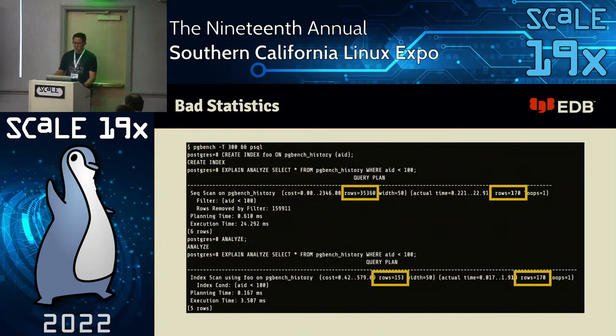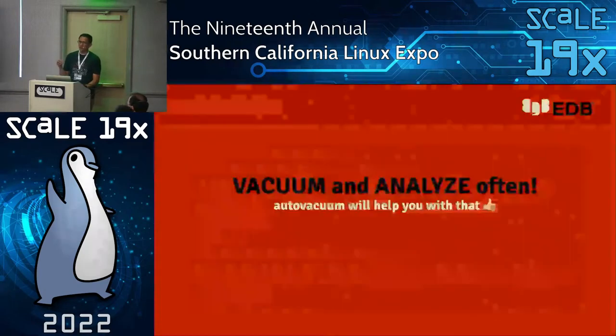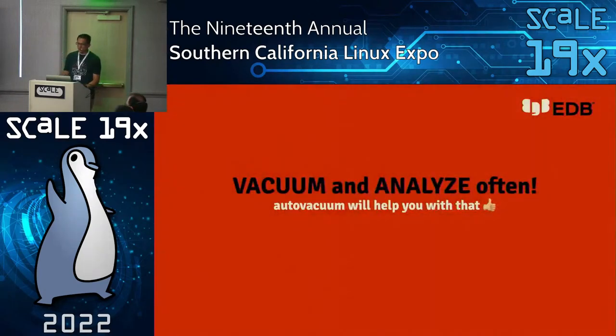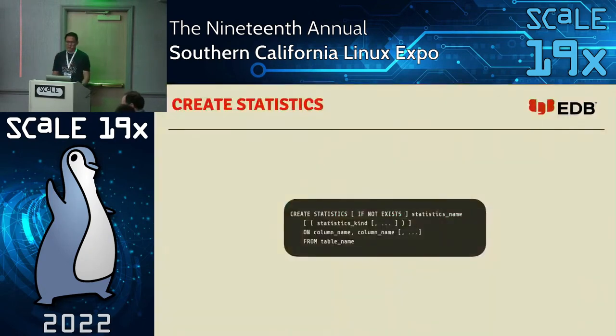Okay, so if you encounter this kind of situation where your statistics are way off, that's usually a clue that you have not vacuumed and your autovacuum is poorly tuned or is not running at all. So you do want to make sure that you set autovacuum properly. Now, that's beyond the scope of this talk. So please do Google how to tune autovacuum, and that will definitely help you a lot.